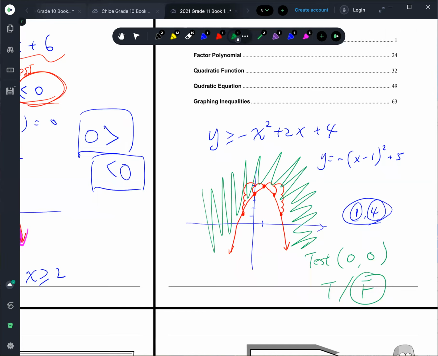Okay, so make sure, should this one be a dashed line or a solid line? This one should be a solid line. So make sure you pay attention to that too, okay?